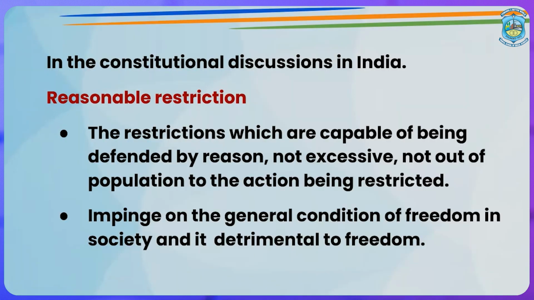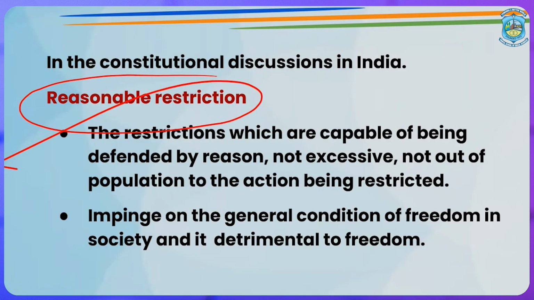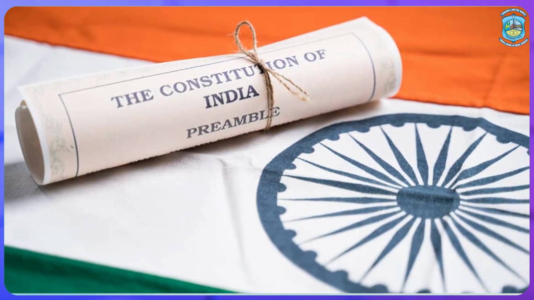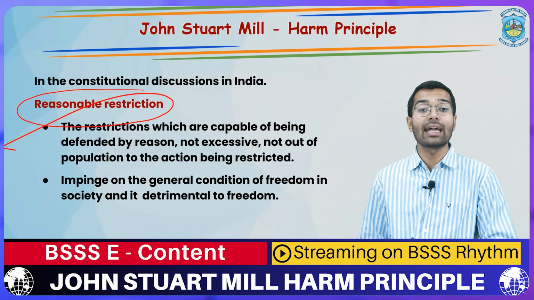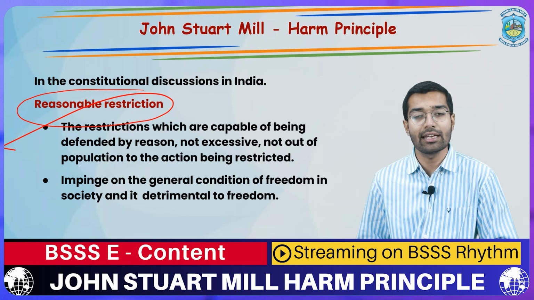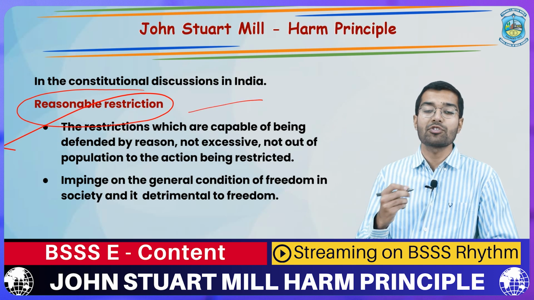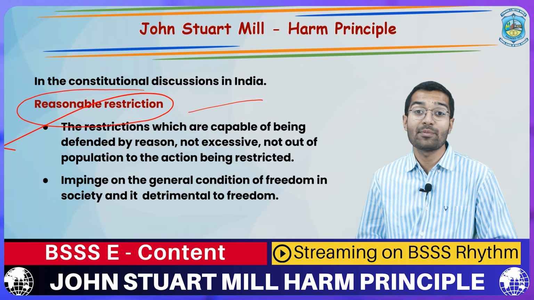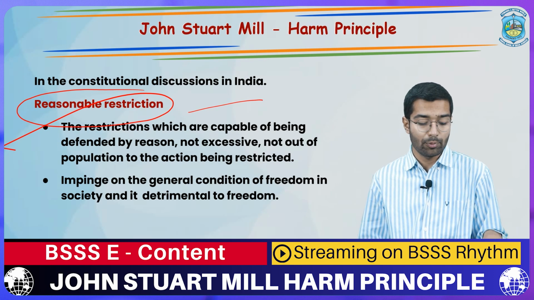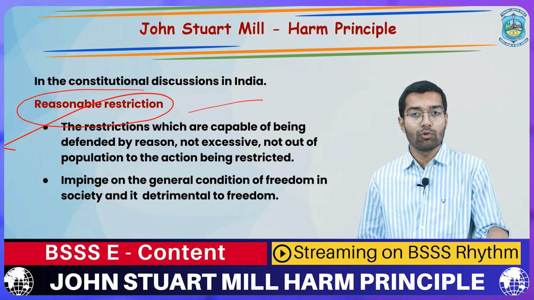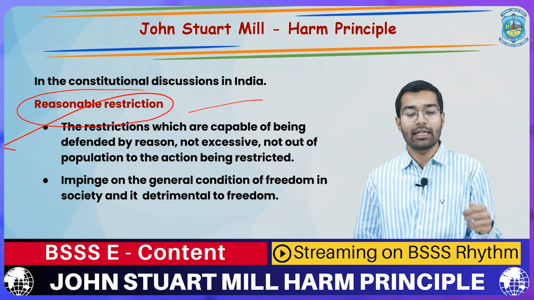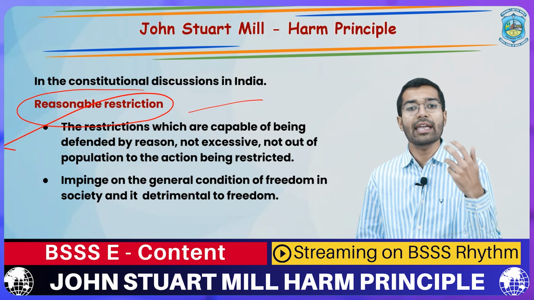So basically J.S. Mill talks about tolerance, and he has talked about reasonable restrictions, which are also mentioned in our constitution. In our constitution, Part 3 talks about the fundamental rights, and in Part 3, Article 19 is about the right to freedom. Article 19 of the Indian constitution mentions freedom of speech and expression. It also mentions that a citizen of India can move in any part of the country. Suppose I am living in Madhya Pradesh, I can move to Karnataka, to Bengaluru, and settle there. So I have freedom of movement, freedom of speech, and freedom of expression.